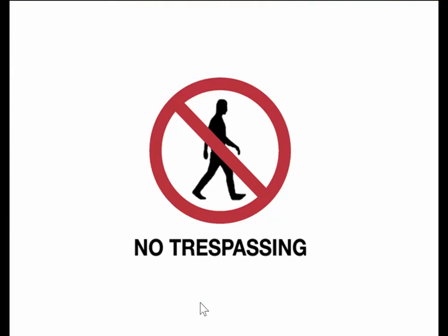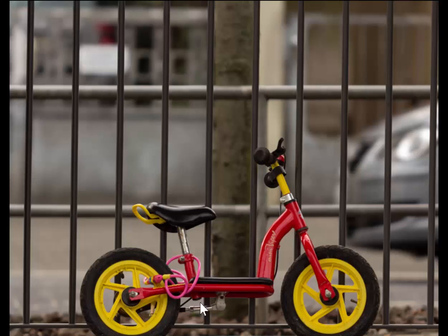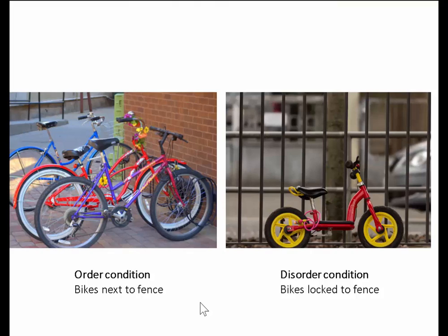So here the target norm was trespassing or no trespassing. There was a clear sign, this is a private property, or actually it was a private parking lot, and you shouldn't trespass. There was a clear sign here. The way they tried to impose the breaking of the norm was with a contextual norm that was about not attaching a bike to a fence. Here you actually see it. So there were clear signs: no trespassing, and no attaching of bikes to the fence.